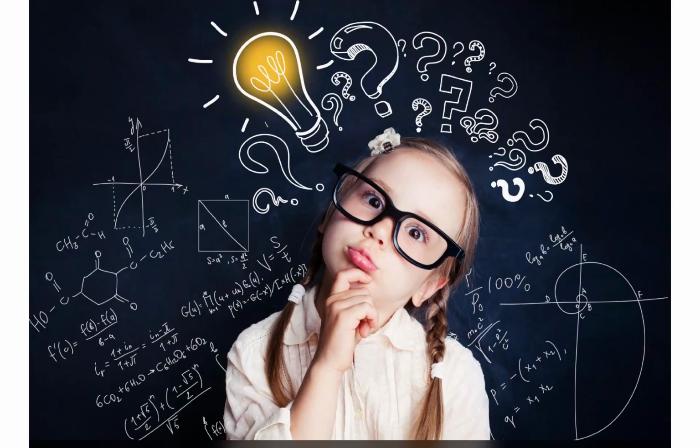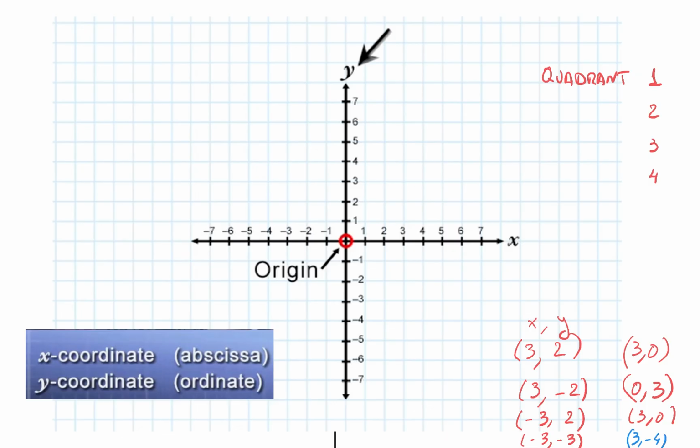In this lesson, we are going to learn how to represent points in a Cartesian coordinate system. So let's practice this idea with many examples. So this is the Cartesian coordinate system.